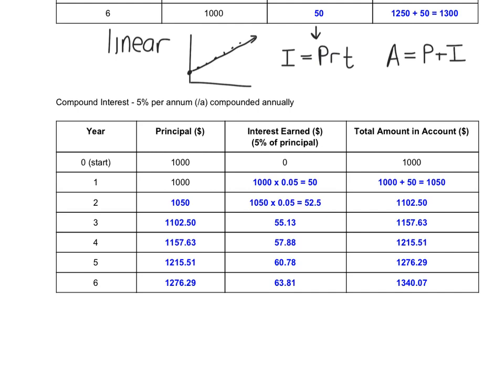So this is actually an exponential value because you're always multiplying by 0.05 on the previous amount. So for our equation, you're multiplying your principal by the rate, however many years or compounding periods there are.